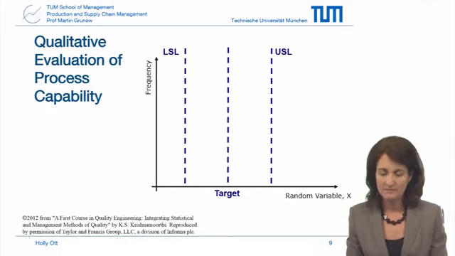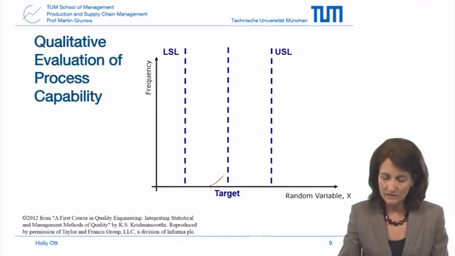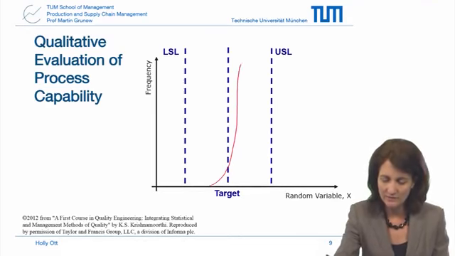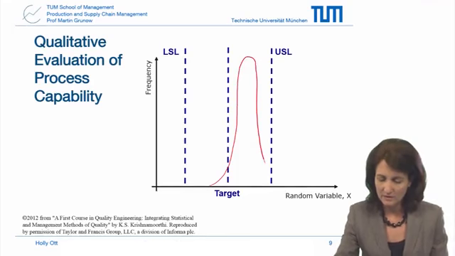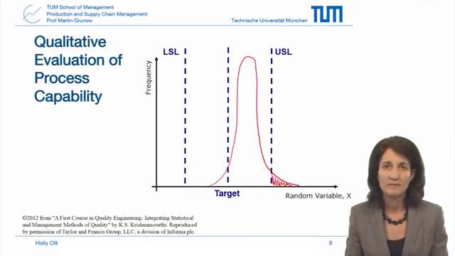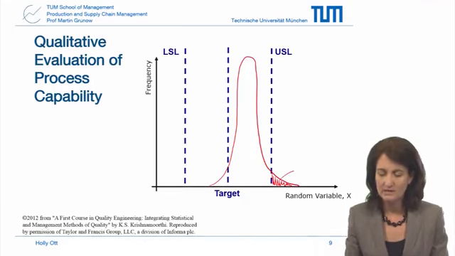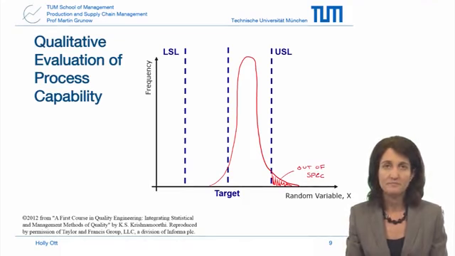On the other hand, we could have the fact that our process is off-center, and even though it may have low variability, part of the distribution actually extends beyond either the upper or the lower spec limit. And this part then would be out of spec.